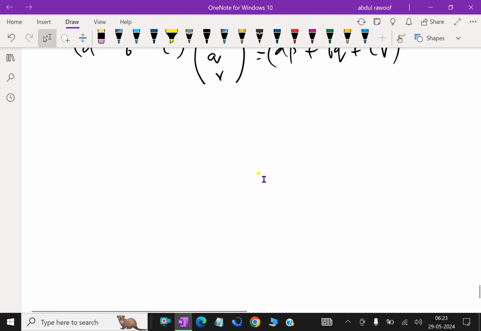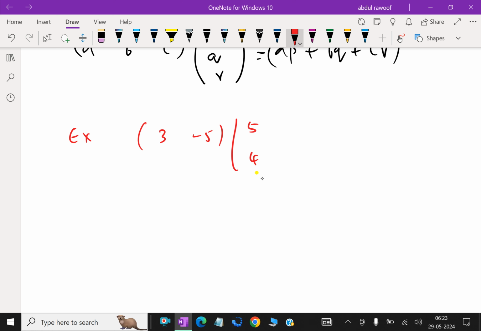Now, let us do another example. Multiply 3, minus 5 and 5, 4, which is equal to 3 fives are 15, minus 5 times 4 is minus 20, which is equal to minus 5.